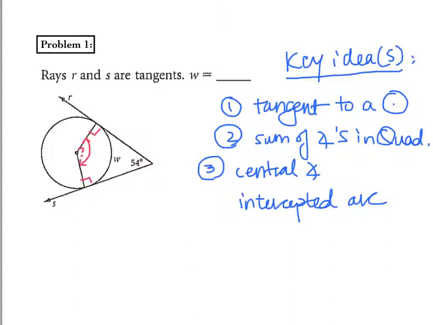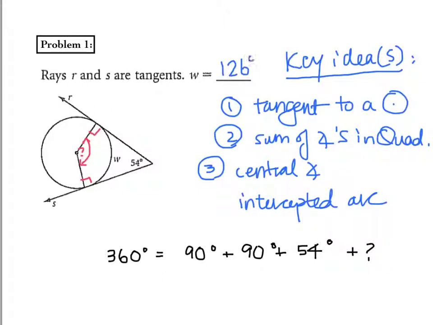So now I know that the sum of the angles in the quadrilateral is equal to 90 plus 90 plus 54 plus my question mark. And when you solve this equation, you will get the question mark, which is the central angle, and the central angle has the same measure as the intercepted arc. And that answer is 126.